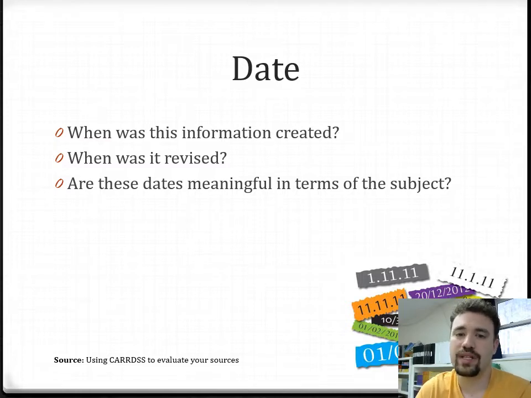Date. When was this information created and when was it revised, and are these dates meaningful in terms of the subject? It is good to have a wide variety of dates in a literary paper, but it's also important to note that the field of literature is not something that changes as rapidly as history or science. So dates are not super meaningful in a literary research project. Old material can be just as relevant as brand new material, but it's still good to try to have a spread of dates and not only be looking at old sources, but also new sources.